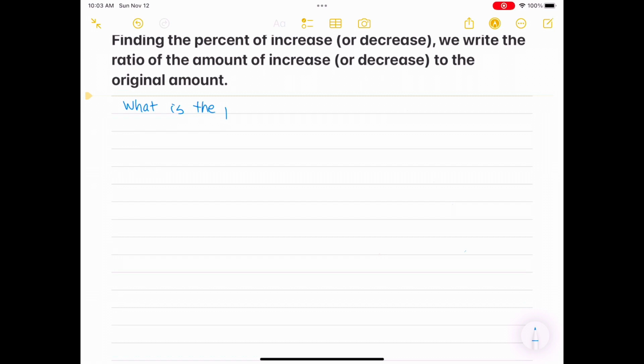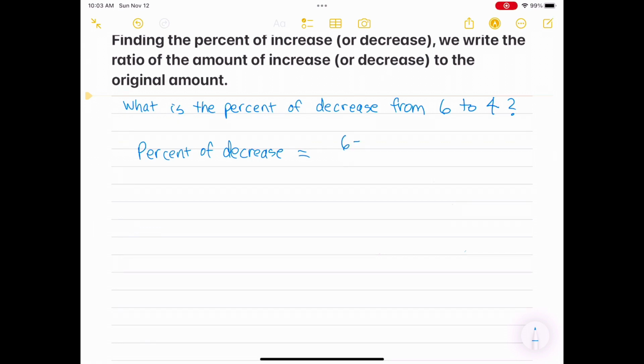What is the percent decrease from 6 to 4? Once again, we need to find the difference between 6 and 4 and put it as a ratio to the original amount. In this case, the original amount is 6. The percent of decrease equals 6 minus 4 over 6. So first we need to simplify the calculation 6 minus 4 in the numerator, which equals 2. Now we have 2 over 6, which simplifies to 1/3.